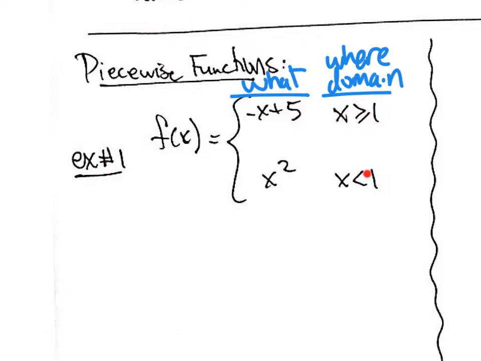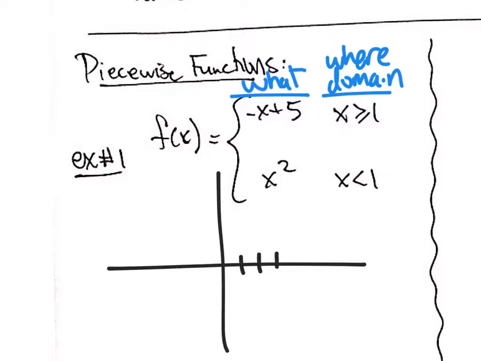So what we do is we see that at x equals 1, the domain is split up. So we could make a coordinate system. And at x equals 1, we're going to draw some dotted line just to remind ourselves that the domain is being split right there. So to the left of x equals 1, we're going to have a parabola. And to the right, so for values of x that are greater than or equal to 1, we're going to have a line. So this is like y equals mx plus b.